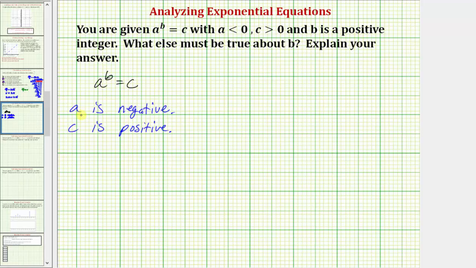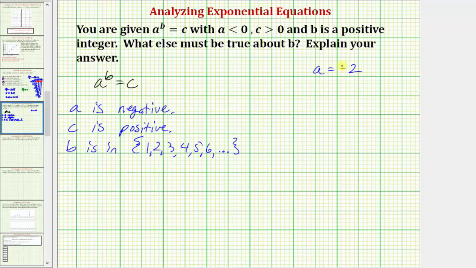And b is a positive integer, so b is in the set of positive integers, which would be 1, 2, 3, 4, 5, 6, and so on. To determine what else must be true about b, let's select a negative value for a. Let's say a equals negative 2.